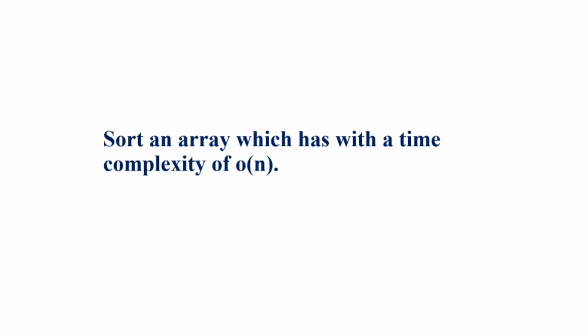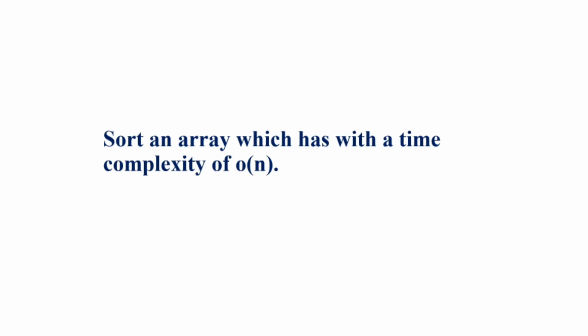Next question. Sort an array with a time complexity of O(n). You can follow the traditional approach like bubble sort, but the time complexity will be n square because we are nesting two for loops there, right? So time complexity will be increasing. But now we want the time complexity to be n.